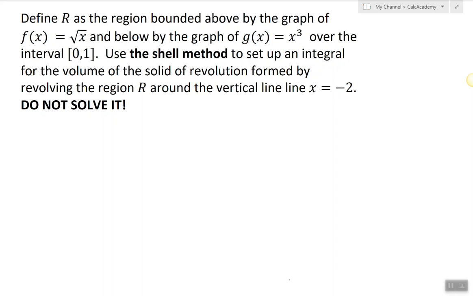In this video, I will show how to use the shell method to set up an integral to find the volume of a solid of revolution. In this case, we have a region R between square root of x and x cubed. So let's draw the picture.